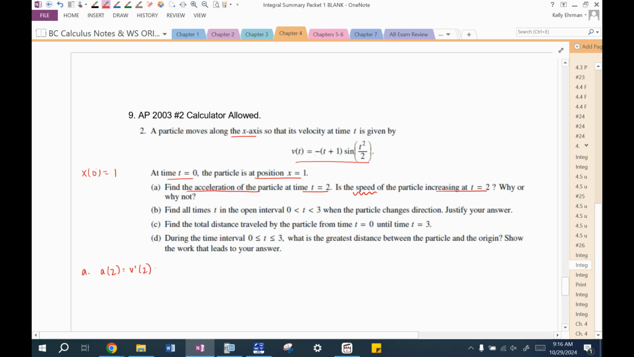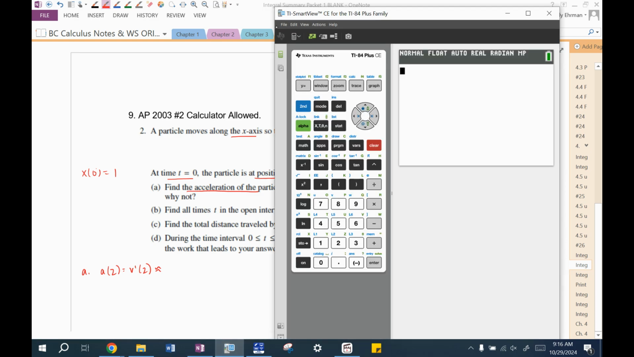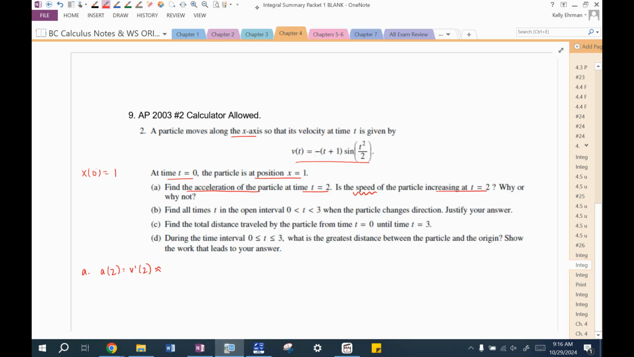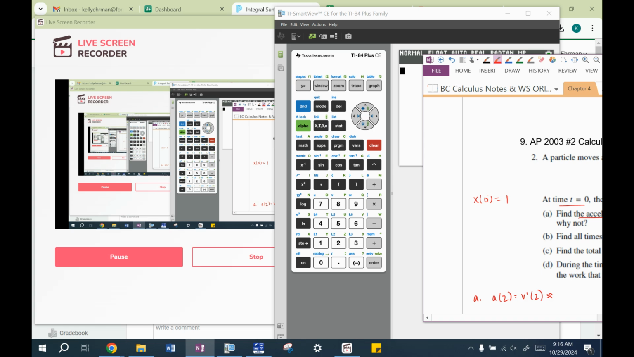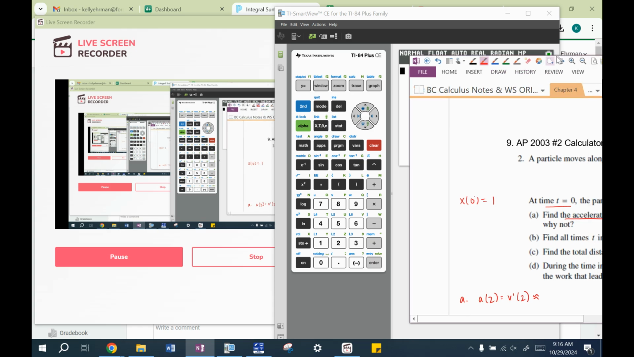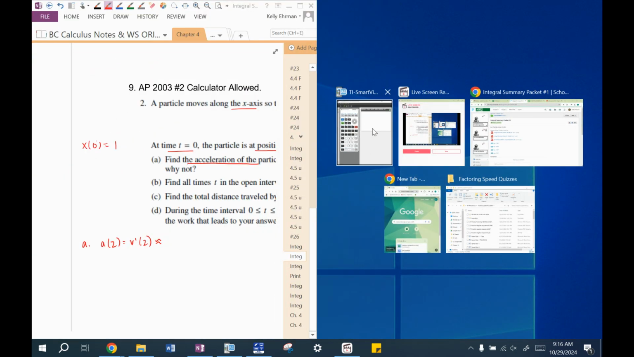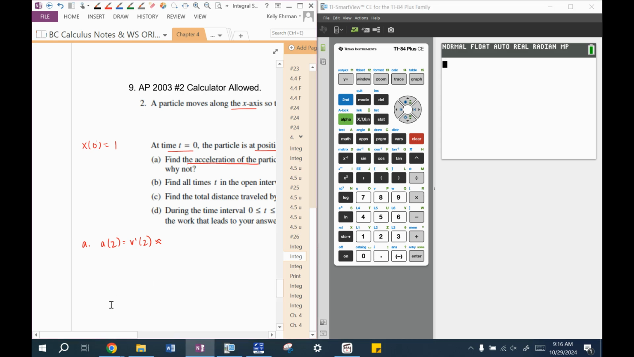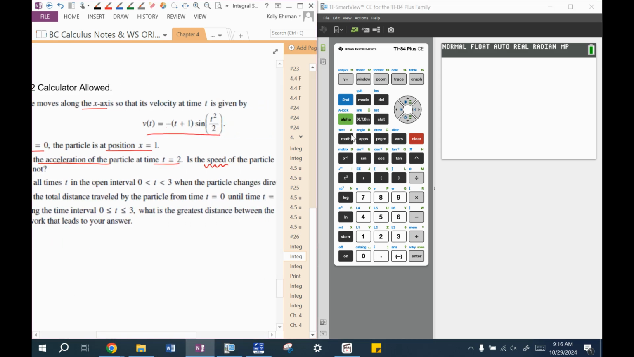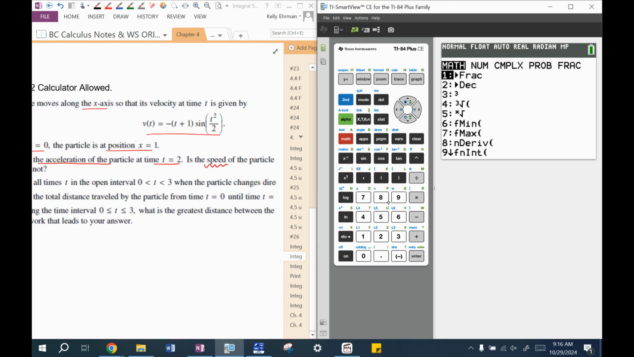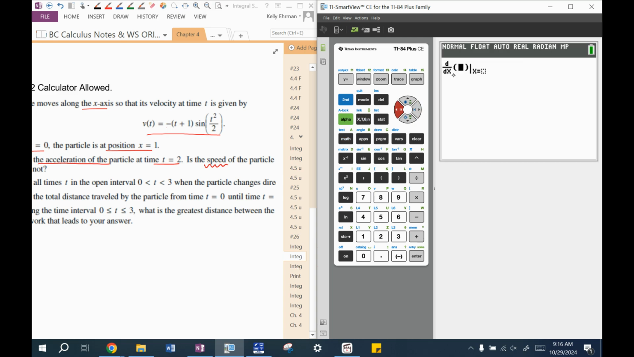And if you're allowed to use a calculator, all we have to show is this, v prime of 2. So let's see. This is split screen. Let me split screen here so I can see it. There we go. All right, I don't want to keep flipping back and forth. So I want to take the derivative, so math 8, with respect to x of this function.